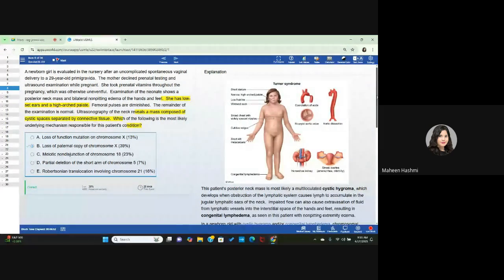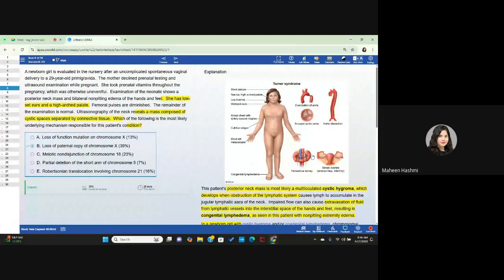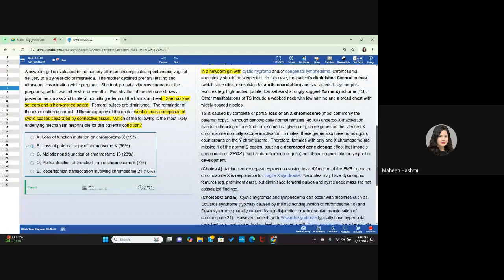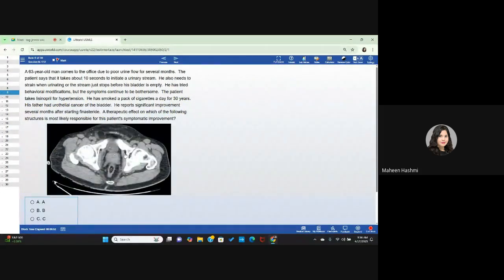One more thing I would want you to know regarding Turner syndrome is that a cystic hygroma can develop. It's like a posterior neck mass, and it can present in Turner syndrome as well. They also can have congenital lymphedema. These are the two things I would want you to add on to this picture. They are very high yield for you to remember as well. Okay, and we come on to the next question.